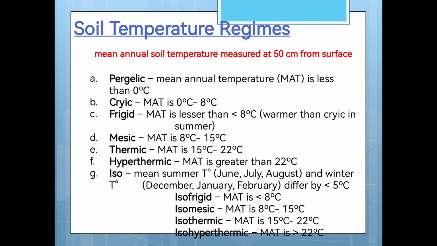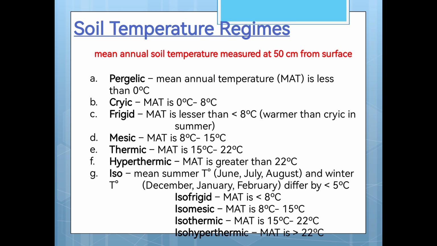We have here 7 different soil temperature regimes. Number 1 is pergelic. When you say pergelic, the mean annual temperature, acronym is MAT, mean annual temperature, is less than 0 degree Celsius. So kung ang annual soil temperature mo ay less than 0 degrees Celsius, it is pergelic ang kanyang soil temperature regime. When we say cryic, the mean annual soil temperature is between 0 degrees Celsius and 8 degrees Celsius. So that is cryic.